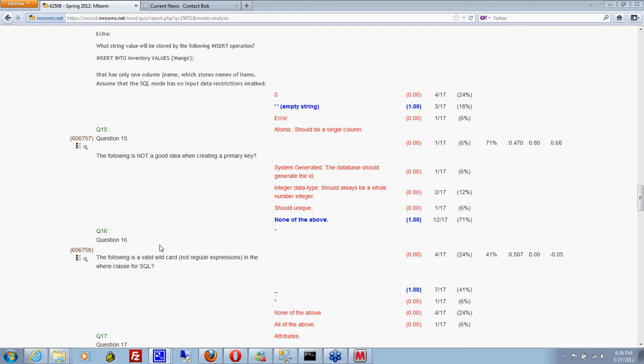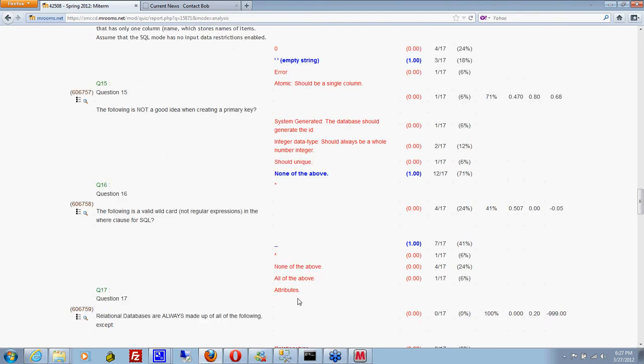Okay, so the next one is what's not a good idea. And actually, these are all good ideas. It should be system generated. It should be an integer value, and it should be unique. So actually, none of them. I mean, they're all good ideas. So the answer really was none of the above, and 71% of you got that one right. The wildcard character is the underscore, and only 41% of you got that one right, which is a little surprising.